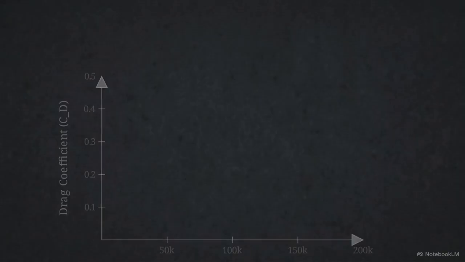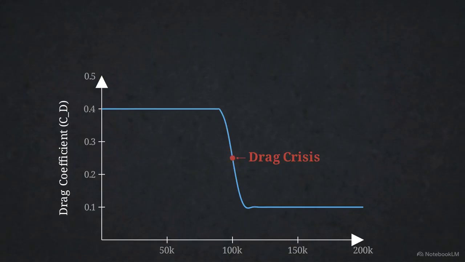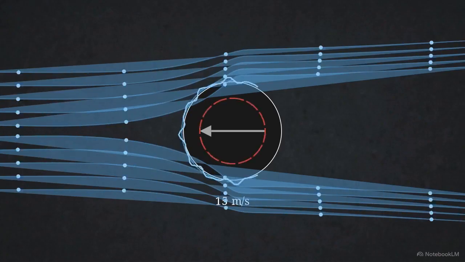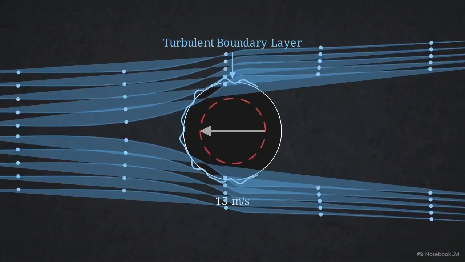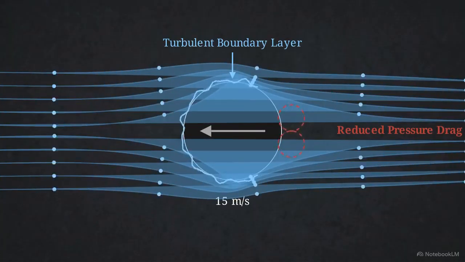This chart shows the drag coefficient relative to the Reynolds number. As the value reaches 100,000, we see the drag crisis, where the coefficient of drag has plummeted from 0.4 down to 0.1. This occurs because at 15 meters per second, the boundary layer becomes turbulent. This turbulent air clings longer to the ball, shrinking the wake and reducing the pressure drag.